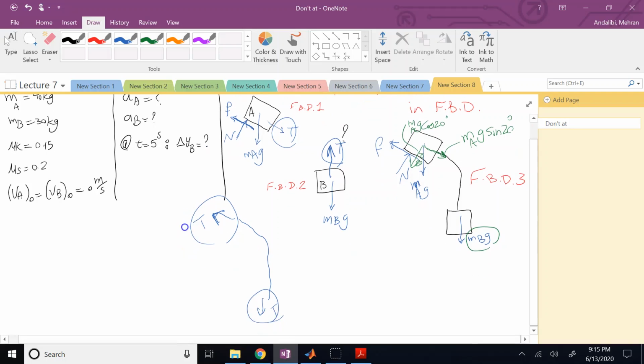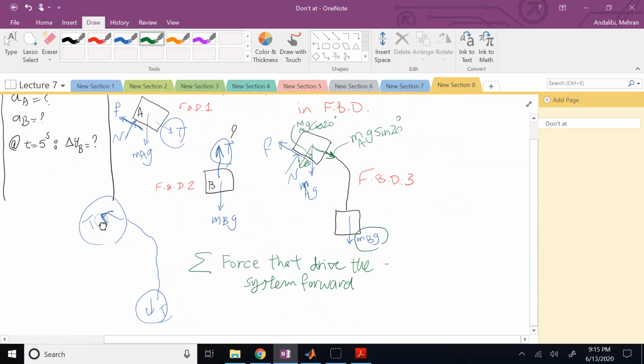So if you look at all of the driving forces, all of the forces that want to move the system forward, the sum of the forces that drive the system forward, in this case, is equal to MBG plus MAG sine of 20.